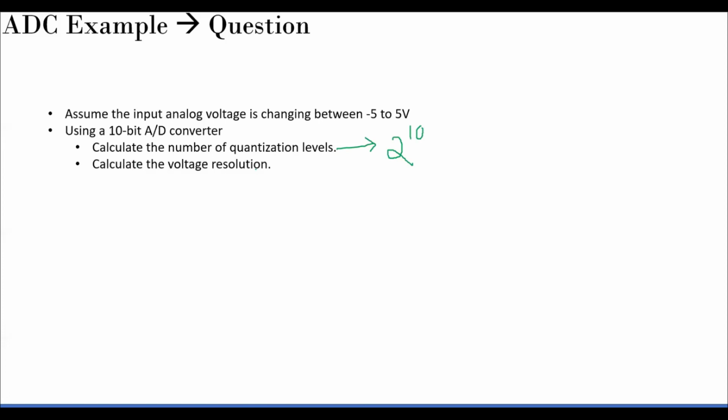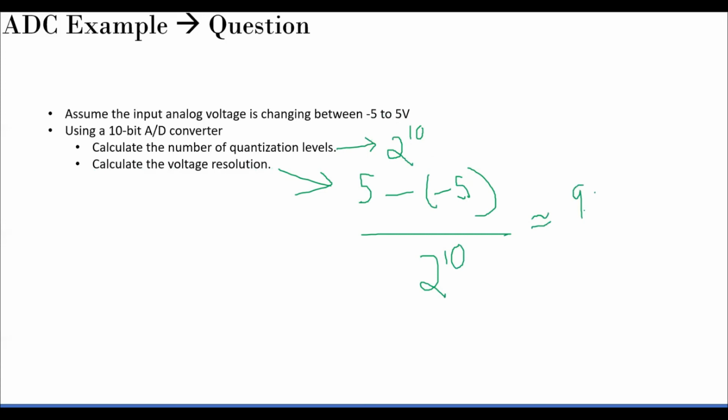What is the voltage resolution? You are ranging from -5 to +5. So 5 minus -5, that is your voltage range, and you are going to divide that by 2 raised to 10. This will be nearly equal to 9.76 millivolt. So that's the answer that you should get. Voltage resolution is nothing but the total voltage range, which is 5 to -5, divided by the total number of levels, right? The entire voltage range, you divide it into 2 raised to 10 levels, and that is 9.76 millivolt.